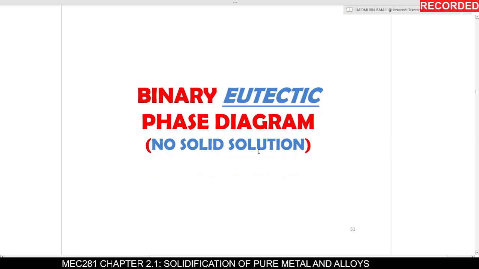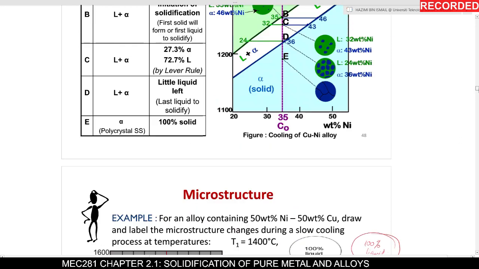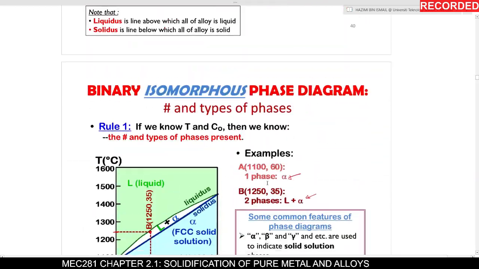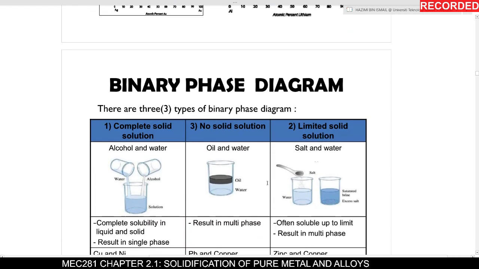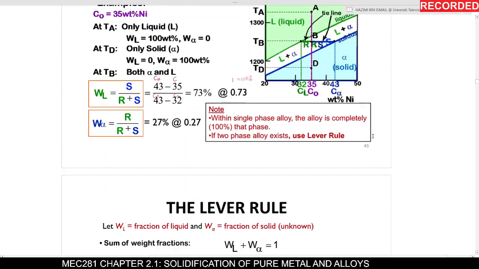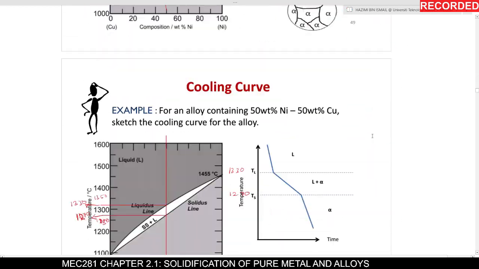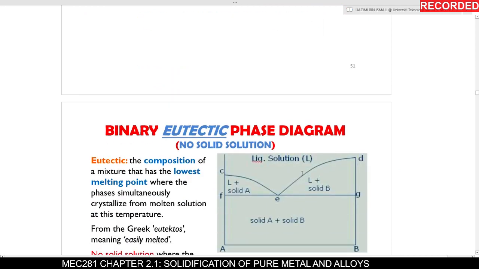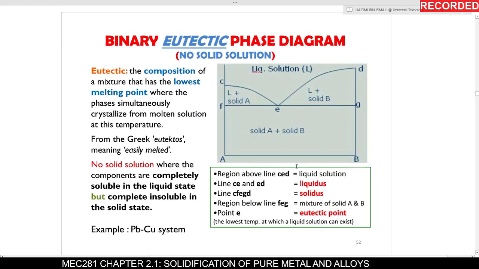What is the no solid solution? We go back to the last video that we discussed this before. You can revise. We have three types of binary phase diagram as shown here: complete solid solution, no solid solution, and limited solid solution. So for now we focus on the eutectic for the no solid solutions. Okay guys, let's get started.